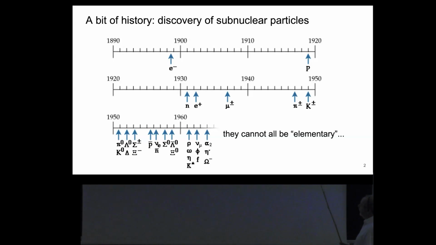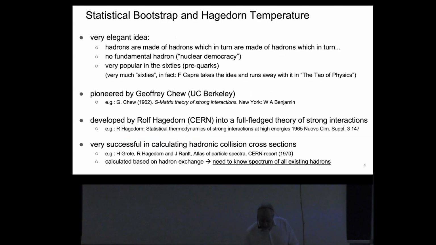Now, at that point, the usual story goes that it was clear that not all these particles could be elementary, so there was clearly something going on. But there was also another viewpoint, which, as you will see, we know today to be wrong, essentially, but it was fundamental for the start of the physics of the quark-gluon plasma. And this was the bootstrap. The bootstrap approach was essentially a very much 60s idea, you could say. It was the idea that hadrons are made of hadrons that in turn are made of other hadrons. So in a sense, there is no hadron which is fundamentally more fundamental than the others. It was called the nuclear democracy.